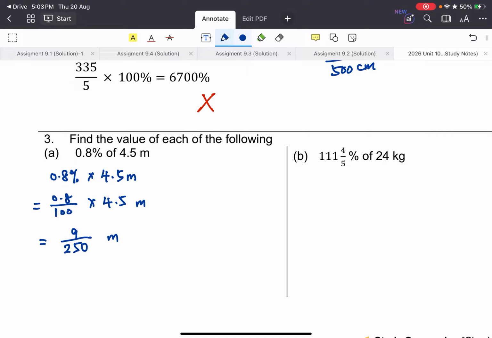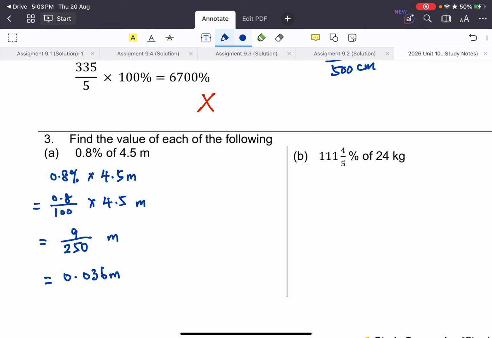Now, because the percentage is in decimal, sometimes for this type of question, we want to match the format of our answers to the question. In this case, since the question is decimal, if I were to write this as decimal, it is 0.036 meters. Okay. Now on this side, of course, 111 and 4/5 is a fraction, so we can leave the answer as a fraction.